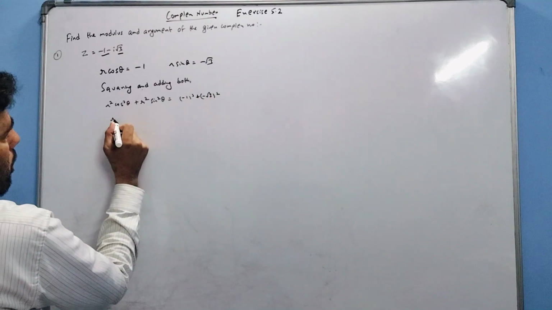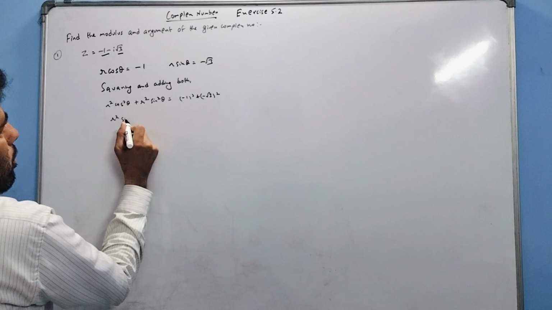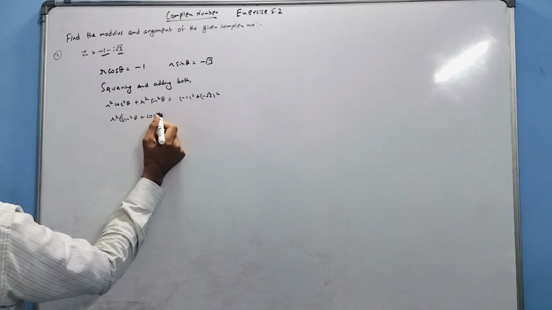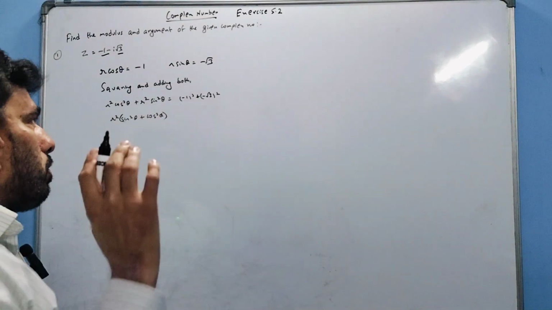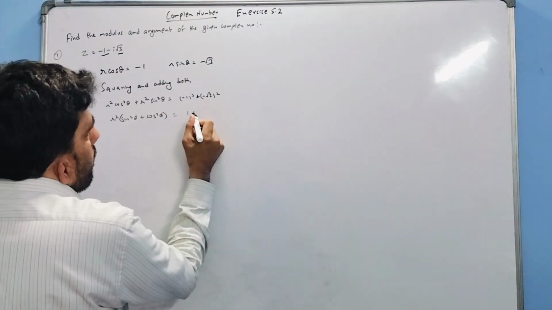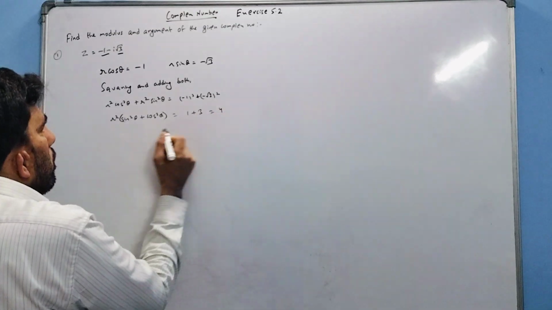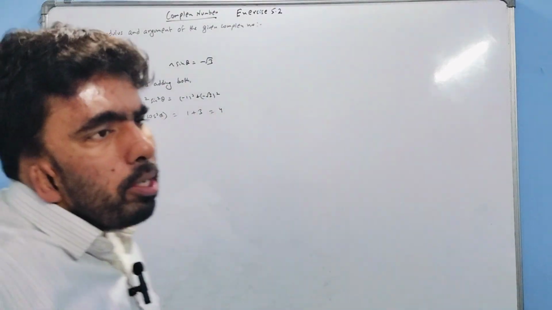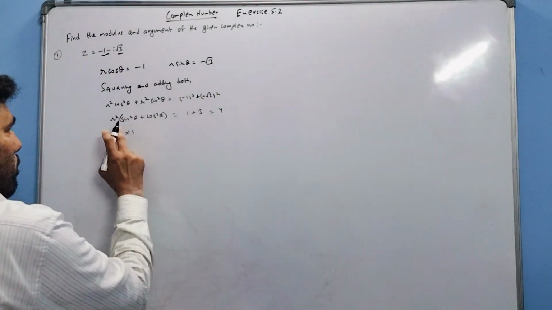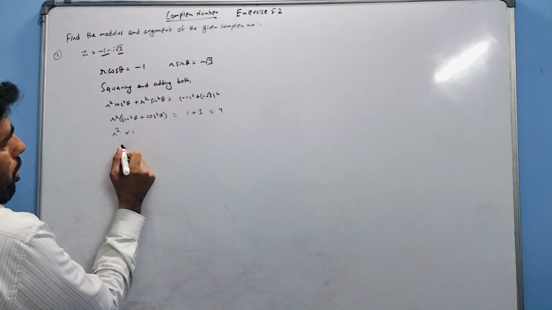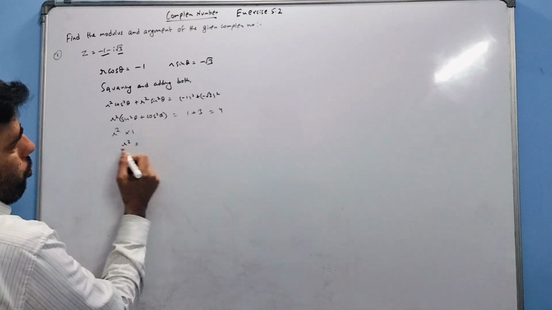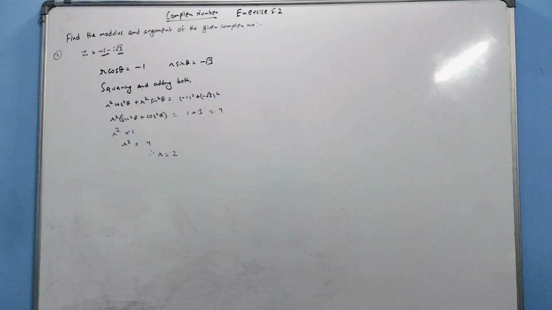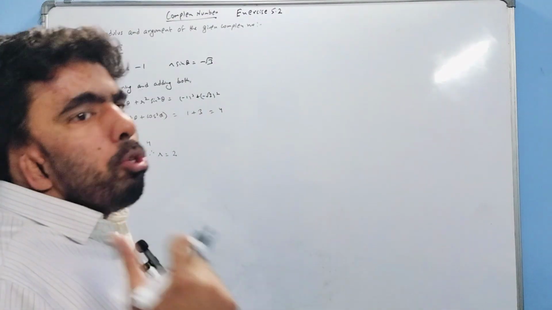So what I got here is sin square theta plus cos square theta, and here I am taking r square common. Now here we have 1 plus 3, that is 4. So r square into 1, because sin square theta plus cos square theta is equal to 1. So now r square is equal to 4, therefore r is equal to 2. So we got our modulus, that is 2.